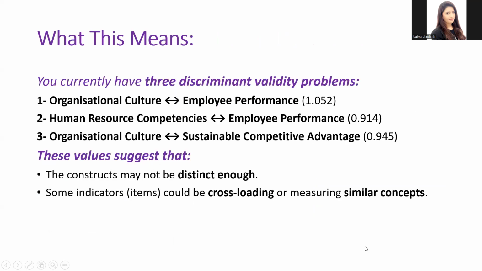I will also share what we need to do for these things. What this means is organizational culture and employee performance. Here, this amount, this and this, you can also see from before. These values suggest that the constructs may not be distinct enough, and some indicators could be cross-loading or measuring a similar concept.